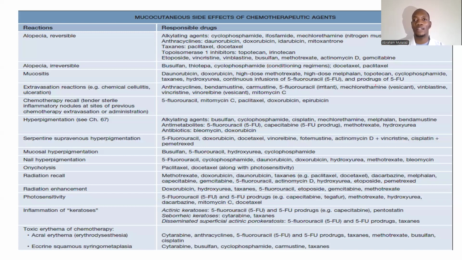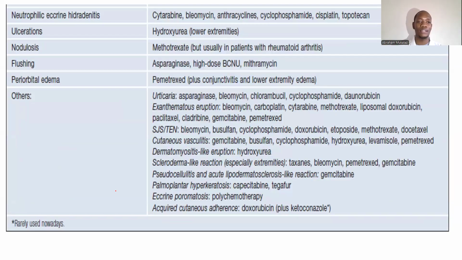So this table here, you can actually pause the video and try to look at the different mucocutaneous reactions that we see with the drugs. And then you see the different drugs that trigger them. We have looked at alopecia, we have looked at mucositis, we have looked at extravasation reactions, we have looked at chemotherapy, we have looked at mucosal hyperpigmentation, nail hyperpigmentation, and colitis, like in the photosensitivity drugs. So all these reactions, and then you can look at the drugs that have been associated with them. That's a continuation of the other table.